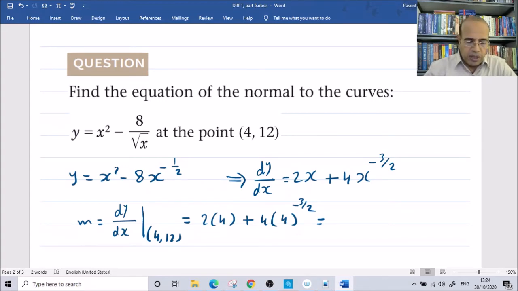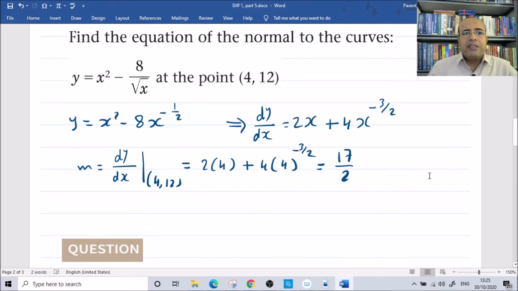Again, 2 multiplied by 4 plus 4 multiplied by 4 to the power of negative 3 over 2. The answer is 17 over 2. This is the gradient of tangent. What is the relation between the gradient of tangent and normal? The product equals negative 1.